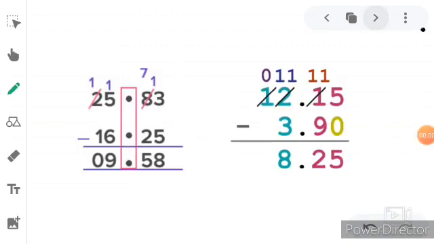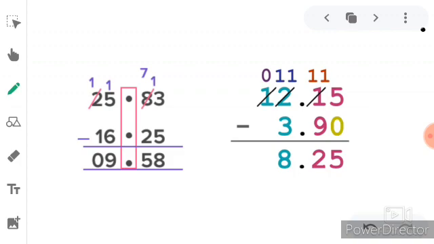Now the next one is subtraction. How can we subtract decimal fractions? First of all, students, you will have to put the decimal point below the decimal point and arrange the numbers, and always remember that we subtract a smaller number from the bigger one. So we have to subtract a smaller number from the bigger number.